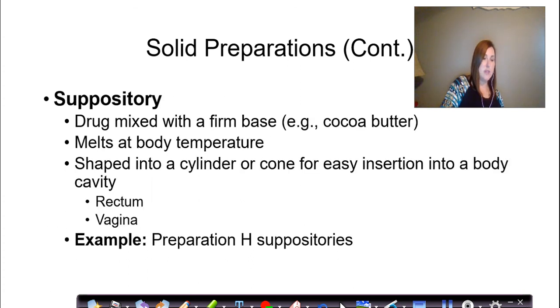A suppository is a drug mixed with a firm base like cocoa butter, and it melts at body temperature. It's shaped into a cylinder. One end has a cone shape to it. That way it can be easily inserted either into the rectum or the vagina. Preparation H for hemorrhoids is an example.